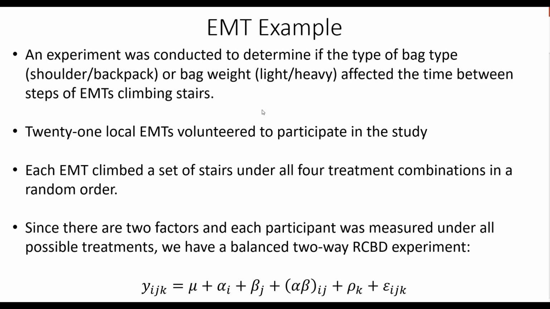The big difference between the tree example and the EMT example is the tree example was a one-way complete block design, and this one is a 2-way complete randomized block design, because now we have 2 factors that are crossed, because both shoulder and backpack were used at the same time as light and heavy. So we have all four treatment combinations measured each time for each EMT.